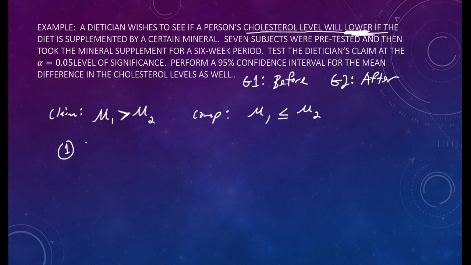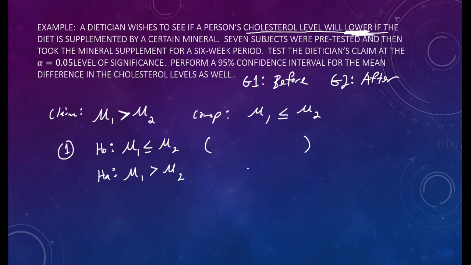In step 1, we're going to state the null hypothesis and the alternative hypothesis. Like always, the null hypothesis is always the one with the equal sign. So we're going to say mu1 is less than or equal to mu2. For the alternative hypothesis, we have mu1 is greater than mu2.